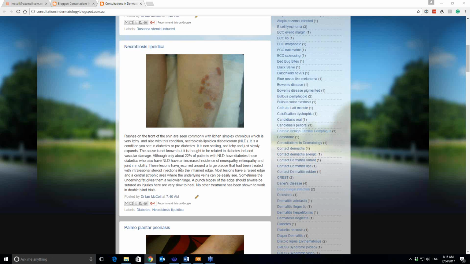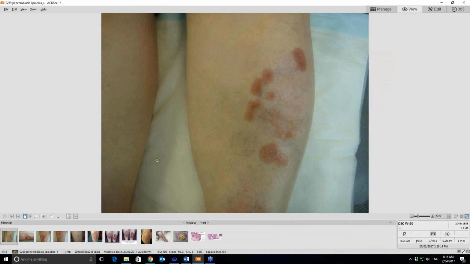We should have a little look at some other examples of this because I think it'll show it more clearly. One other little point I've made here is about doing a punch biopsy. If you are going to do a punch biopsy here, do it of the expanding edge of a lesion, and put a suture in it because they are often very slow to heal. Let's look at some other images of this. This was just an enlarged image of the case we were seeing there.